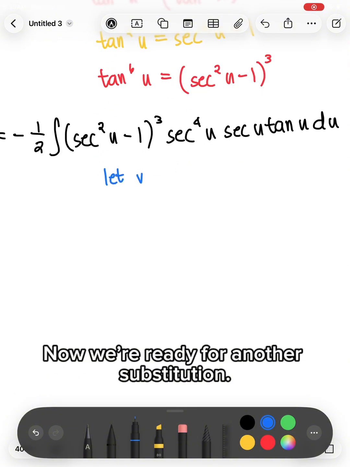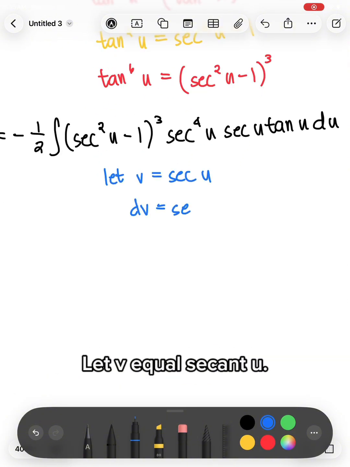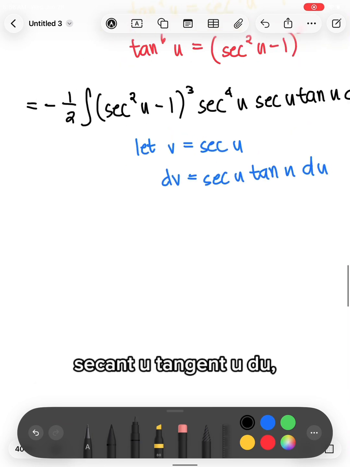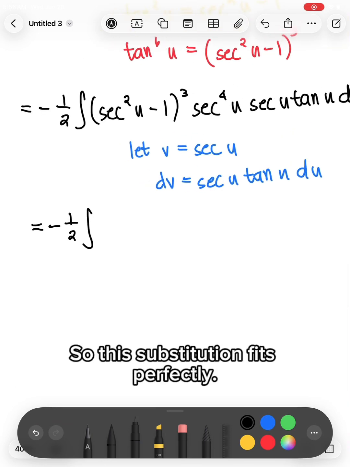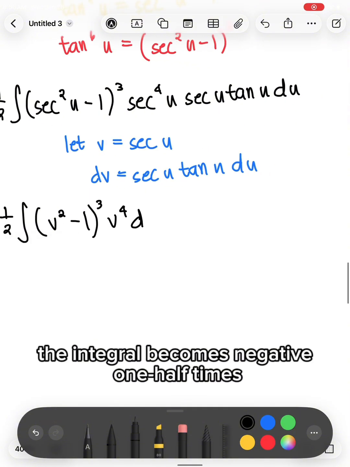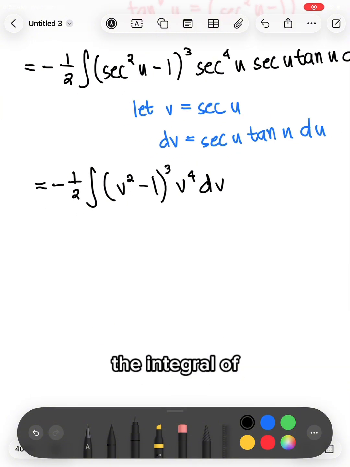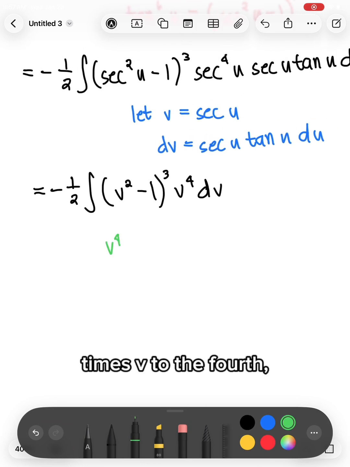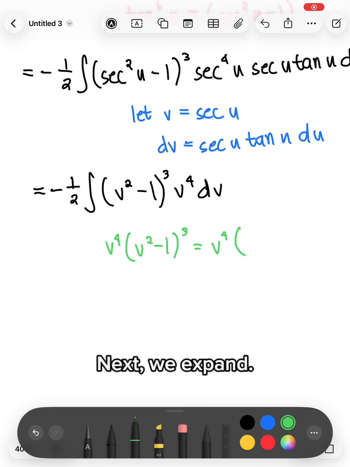Now we're ready for another substitution. Let v equal secant u. The derivative of secant u is secant u tangent u du, which we already have. So this substitution fits perfectly. After substituting, the integral becomes negative 1/2 times the integral of (v squared minus 1) cubed times v to the 4th dv. Next, we expand.